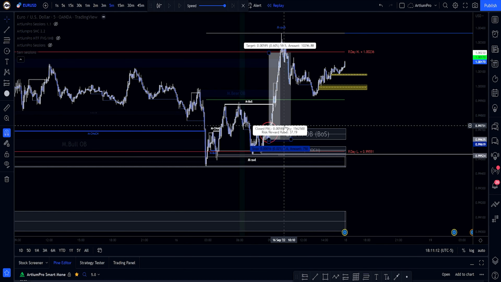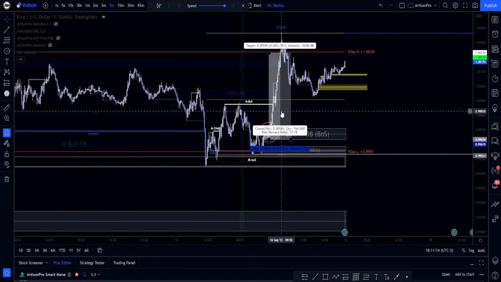So that's the current trade that would have been a 37.19 today. A really, really solid trade. I haven't traded this whole week. I've been under the weather, and I hope to be better soon.